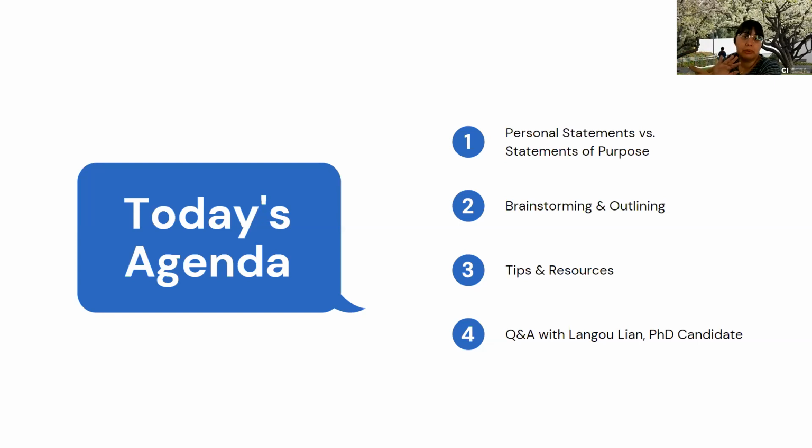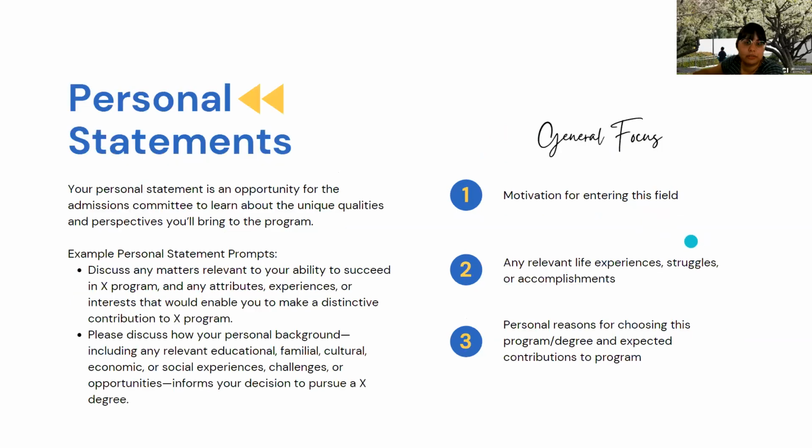Now, while some programs or schools may consider the personal statement and statement of purpose two distinct essays, other universities or programs use the names interchangeably. So ultimately, the type of graduate school essay you submit will really depend entirely on where you're applying to. So be sure to read those instructions and those prompts carefully. All right, so let's go ahead and go on to our first topic.